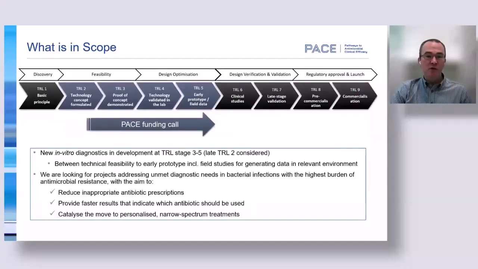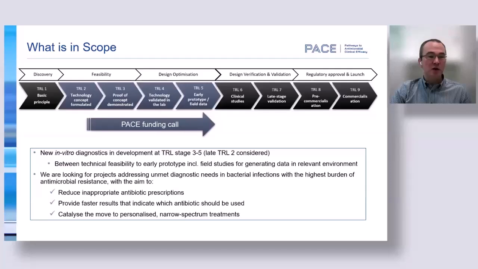The scope of this funding call is focused on relatively early stages in diagnostic development, around TRL 3 to 5. We'll get back to what we mean by that exactly later on. But at the top level, we're looking at the development of in vitro diagnostics through proof of concept or technical feasibility into early prototype stages, including field studies for generating data in the relevant environment. More details on this later in the webinar. We're happy to consider late-stage TRL 2 projects that have particularly strong rationale and supporting data, and a bit more details on that later on as well.